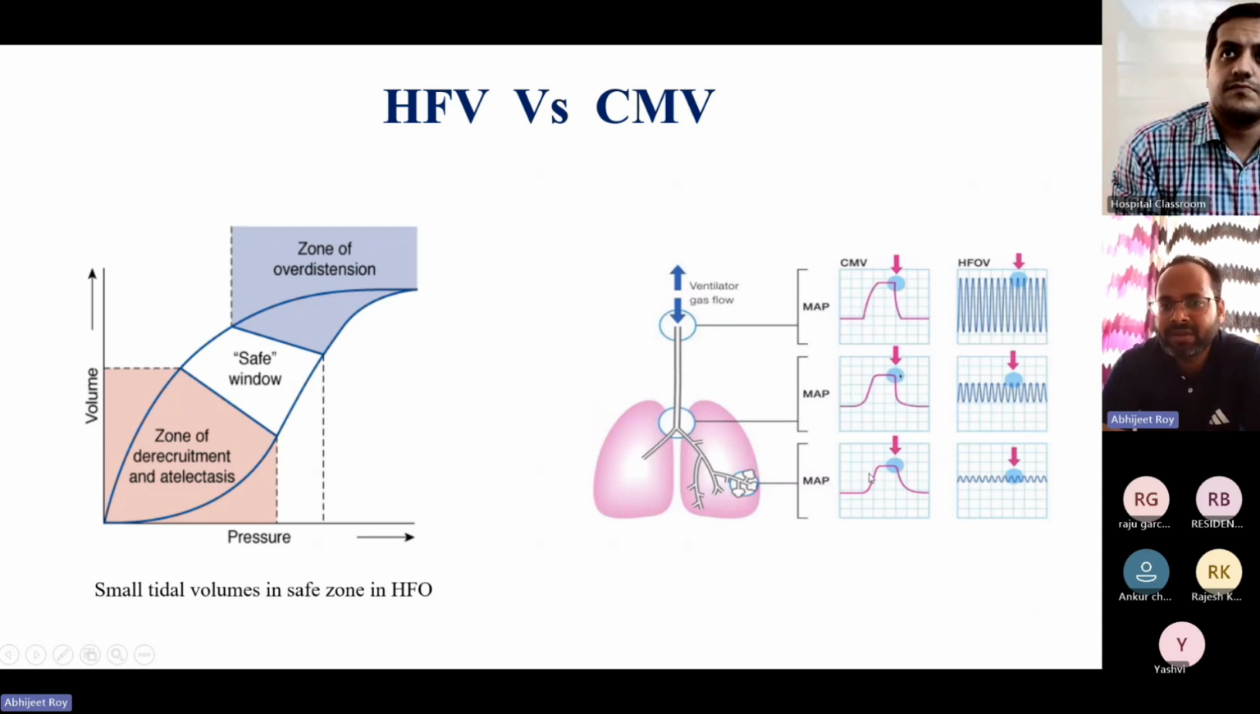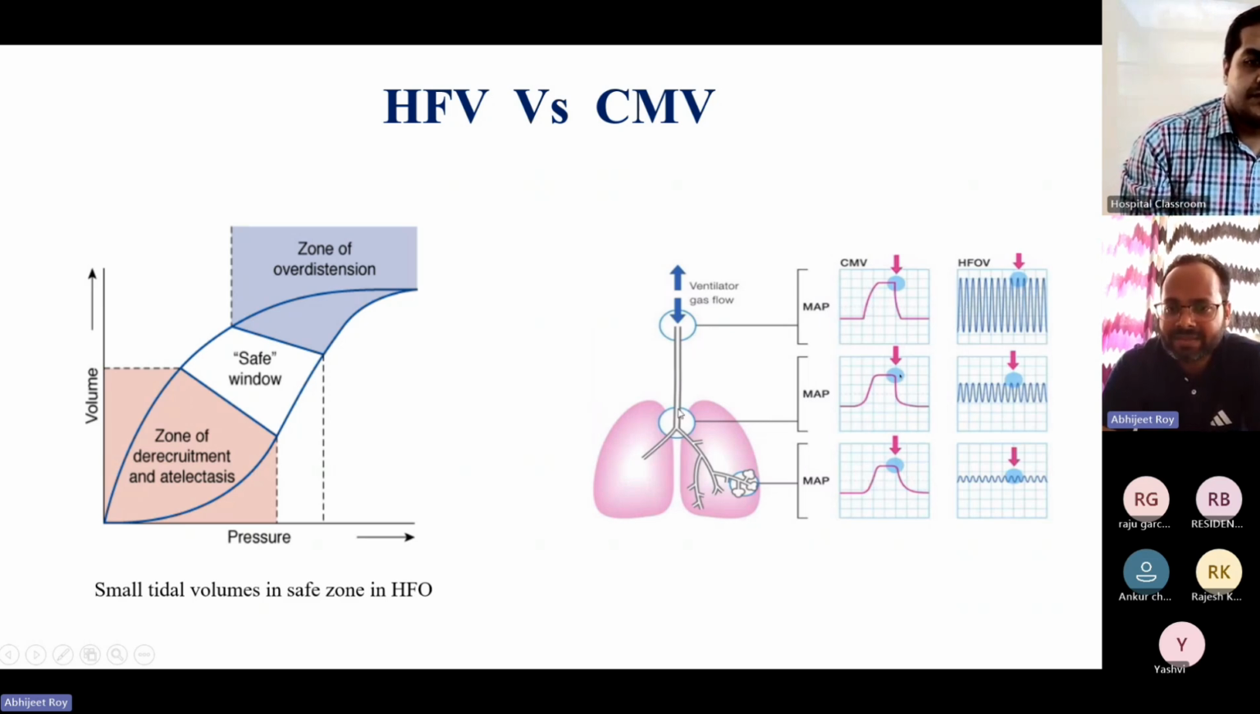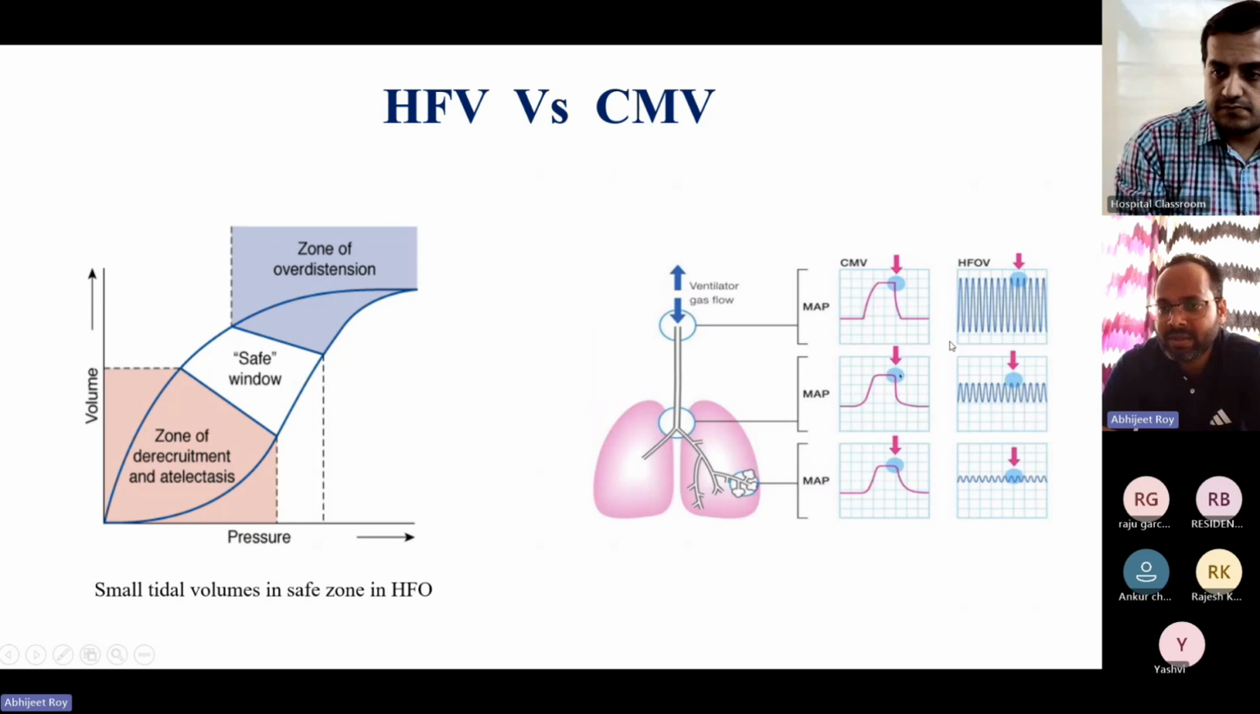So there won't be any pressure attenuation, and the MAP will remain constant everywhere. So the peak pressures reaching the tip of the alveoli are very high. But in high frequency oscillation ventilation, as the resistance increases down the airways, the MAP delivered will be the same, but there will be pressure attenuation of the amplitudes.